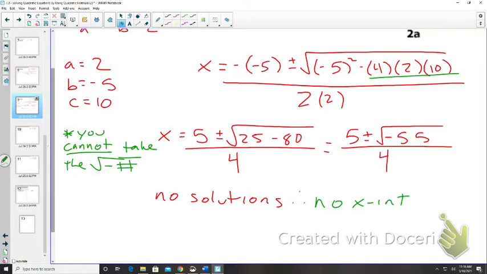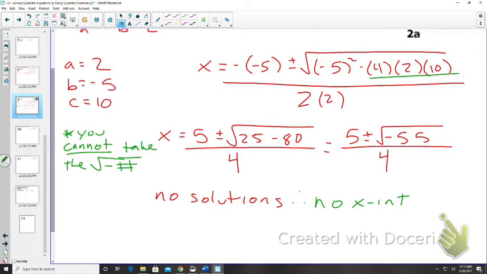It's important. For the 25 and 80, did you go negative 5 squared? Yep, negative 5 squared is 25. And 4 times 2 is 8, times 10 is 80.